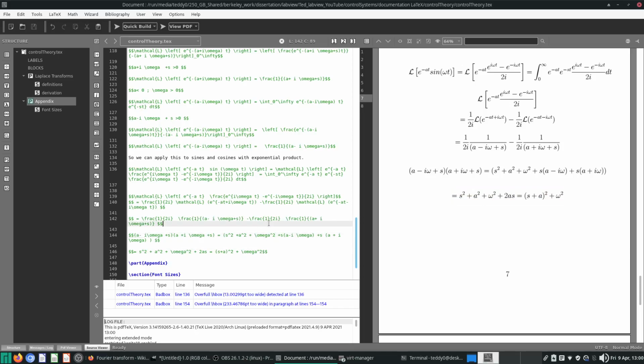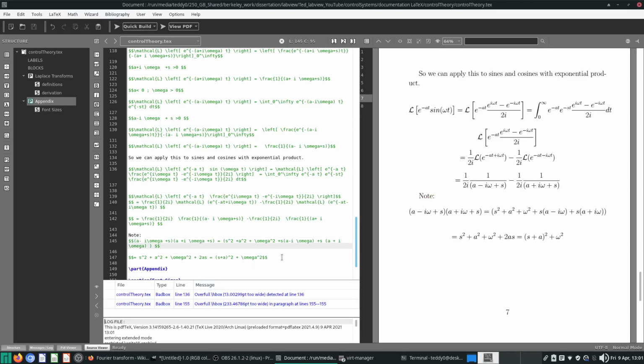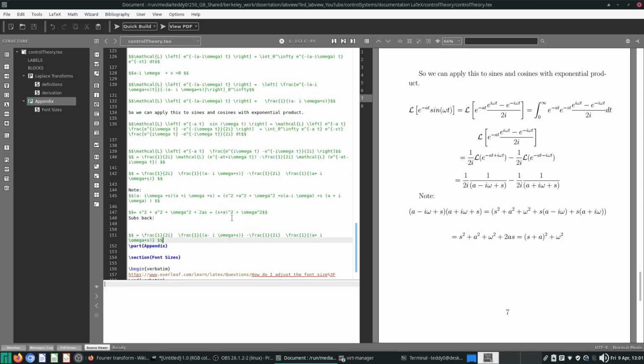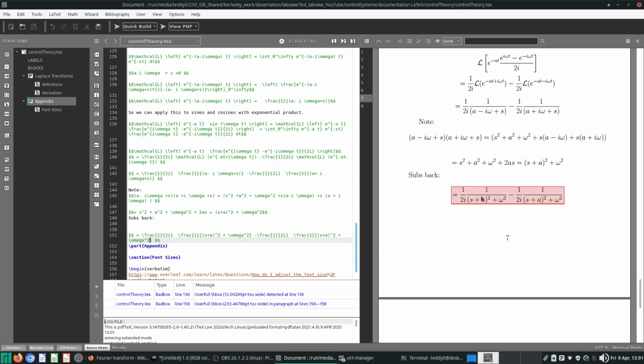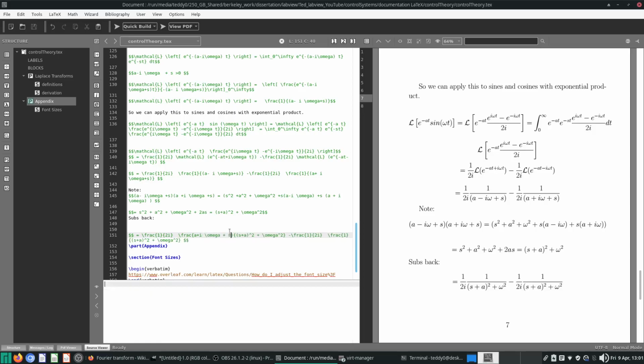So I will just say note. This is how we expand out, and the top is pretty simple. Substitute back. We will have this whole long thing as the denominator for both sides. Let's see whether it's built properly. Yes. Now the numerator will have to change. The first one will have a plus I omega plus s, and the next one will have a minus I omega plus s. This is the basic partial fraction thing.